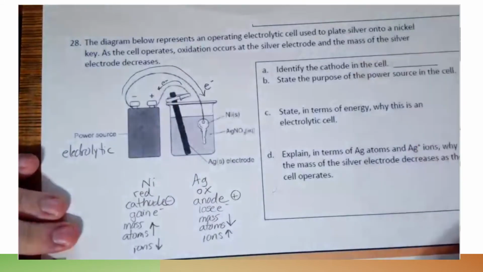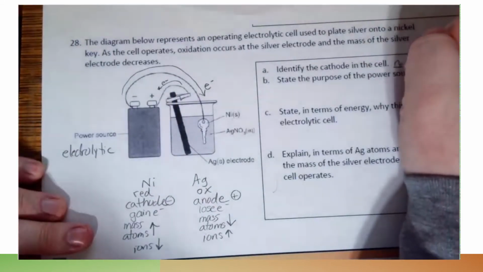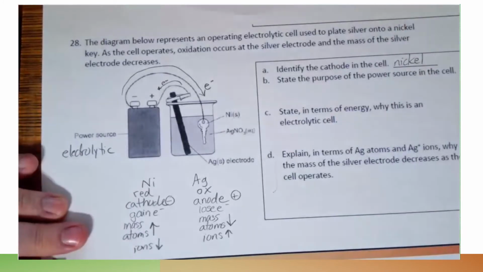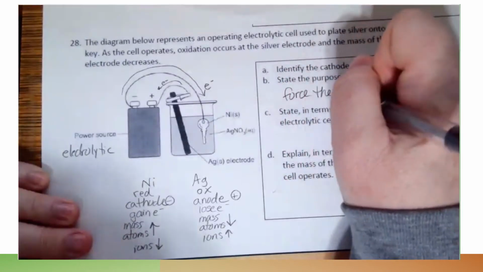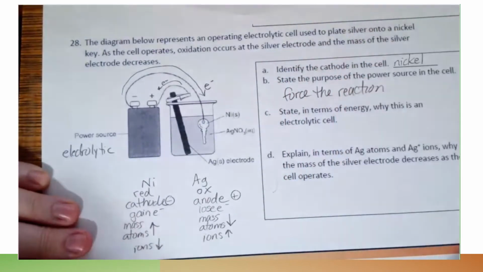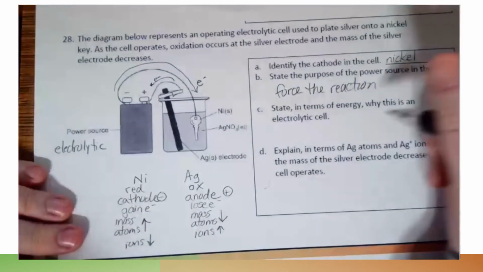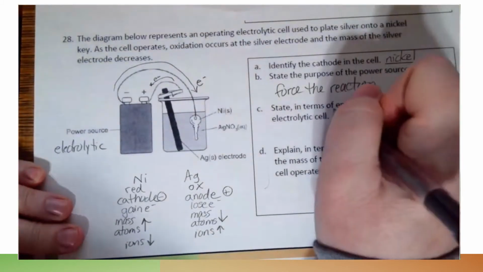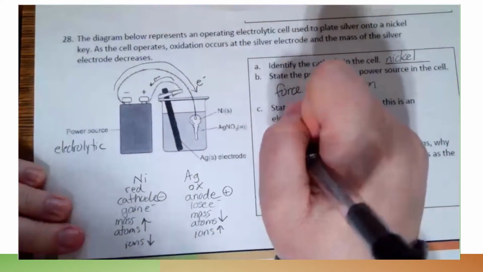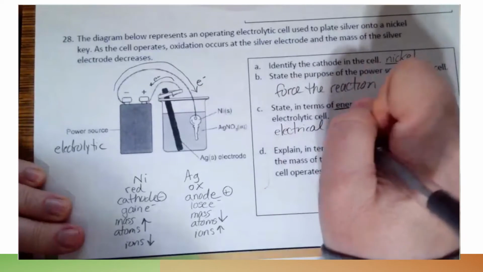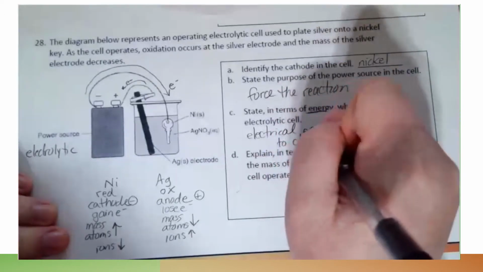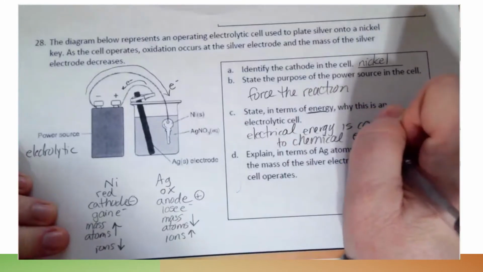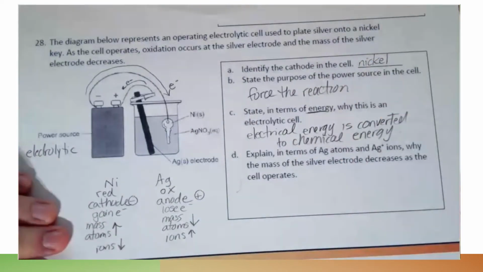Okay. Identify the cathode. So what is the cathode? That is nickel. State the purpose of the power source. It's to force the reaction, right? This is not a spontaneous reaction. We needed that battery to go reverse, reverse. You must make it happen. State in terms of energy why this is an electrolytic cell. So I'm going to say electrical energy is converted to chemical energy. So that explains why it is electrolytic and it uses energy in my answer.